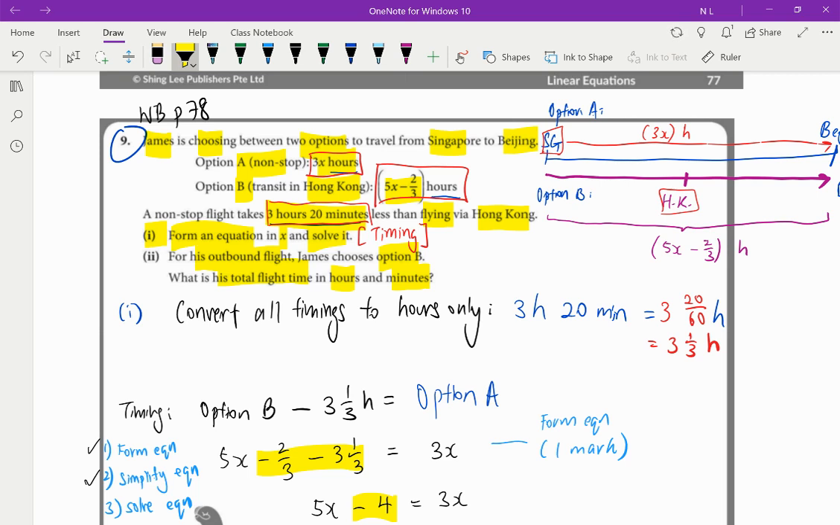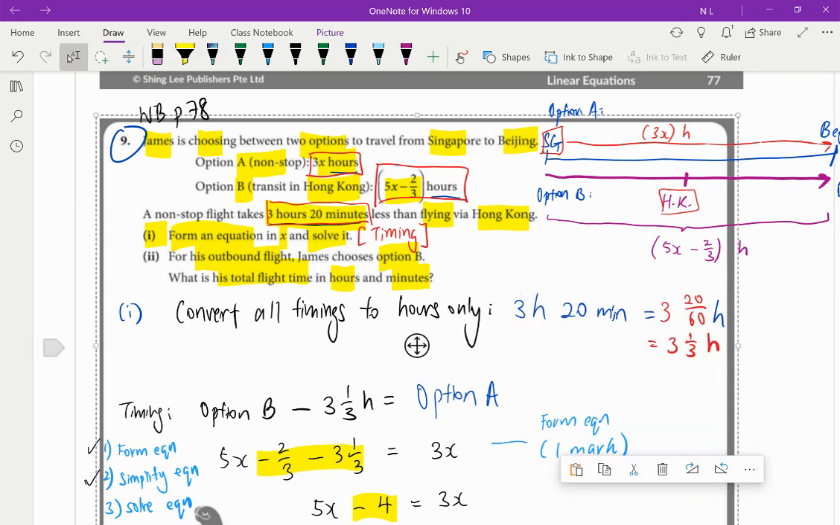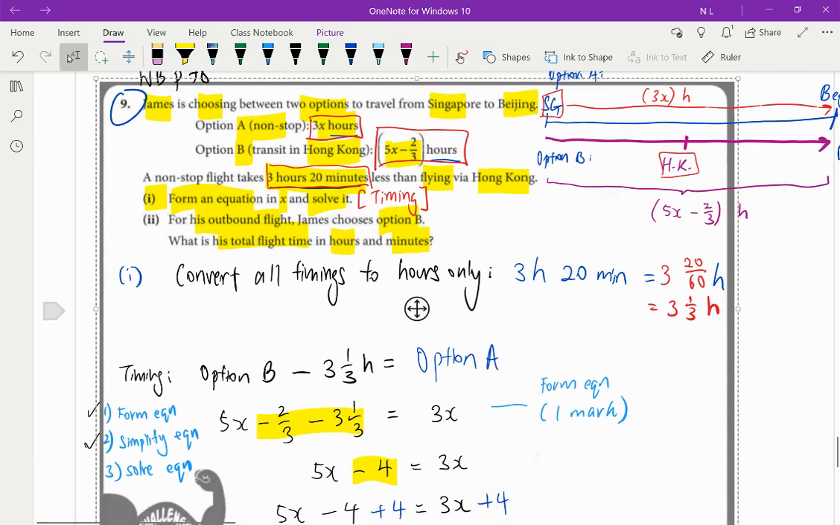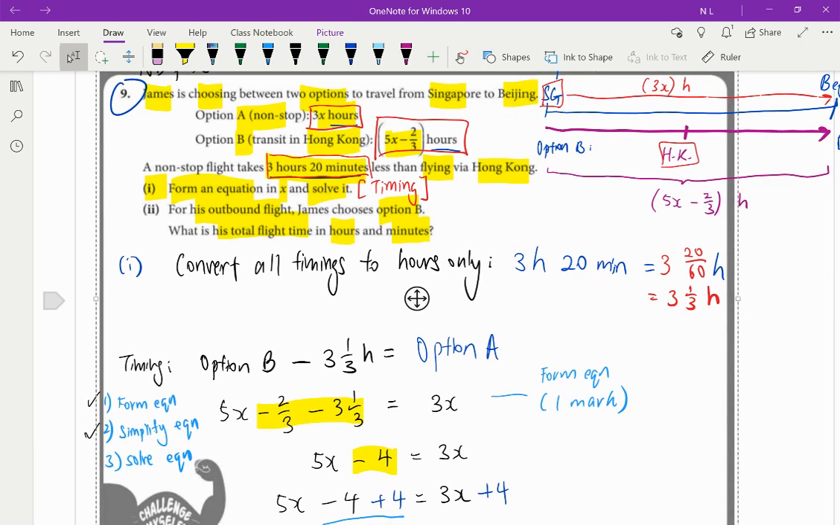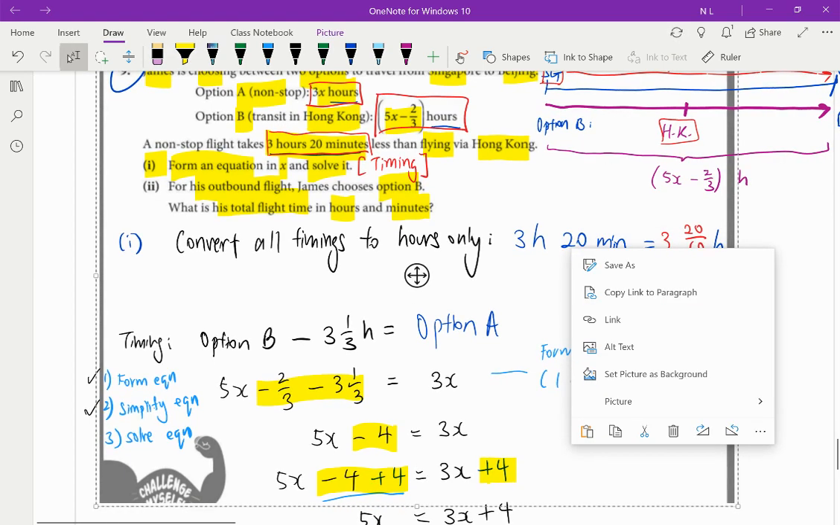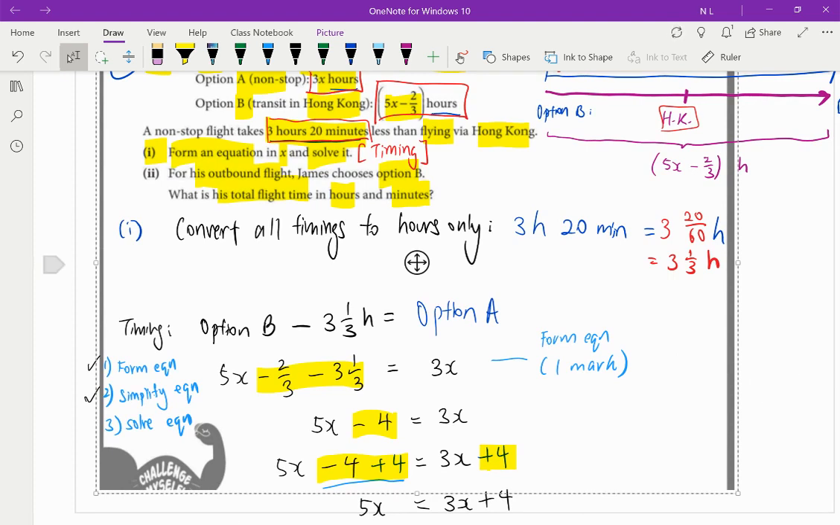So how do I solve it further? In order to solve this equation, I need to bring all the x together and bring all the numbers together. So my next step will be to add 4 on both sides. Normally when I solve an equation, I like to have all my x on the left side of the equation and all my numbers on the right side. So in order to remove minus 4, I need to add 4 on both sides. Minus 4 plus 4 is 0, and when I add plus 4 on the left, I must add plus 4 on my right. So after that, I'm left with 5x equals 3x plus 4.